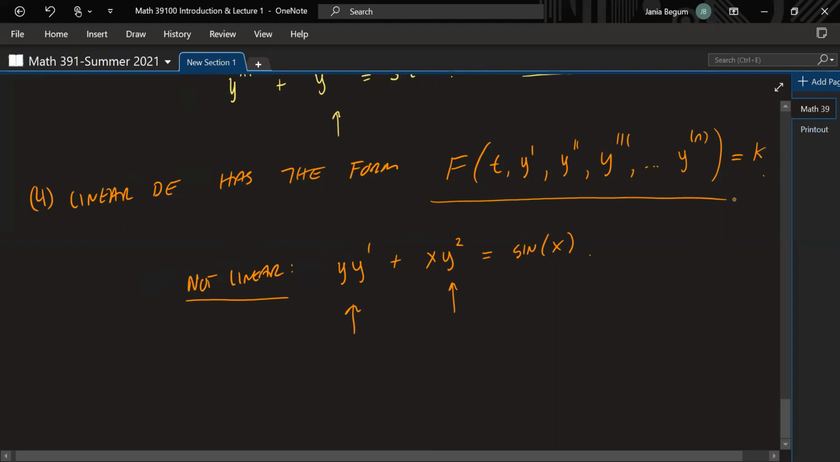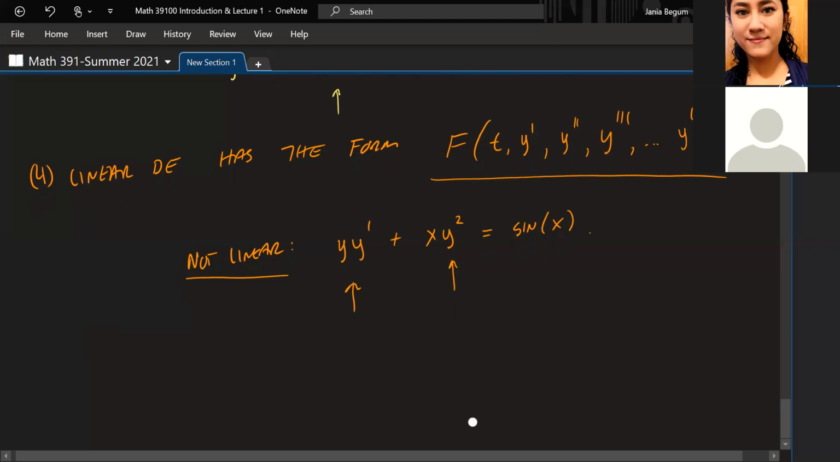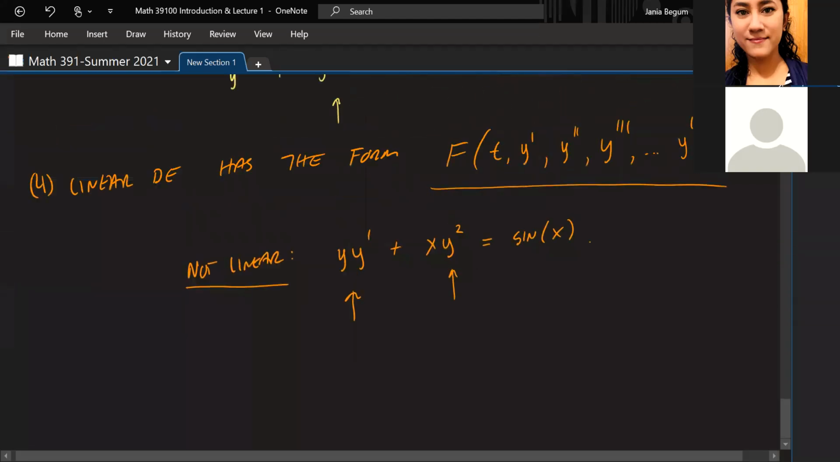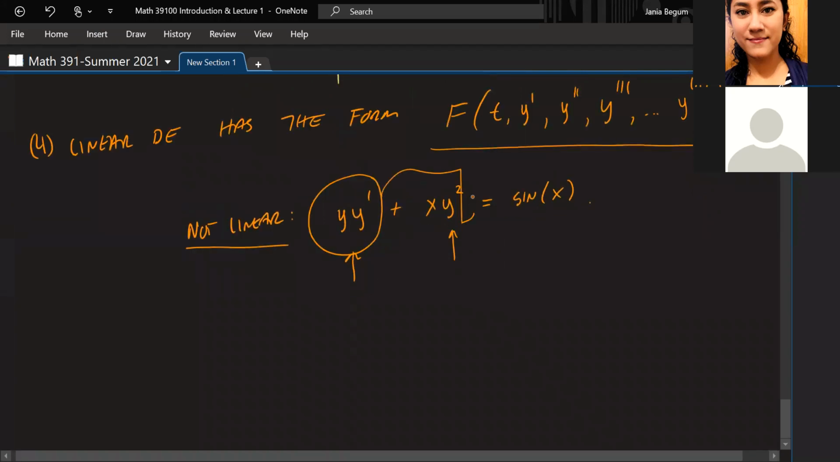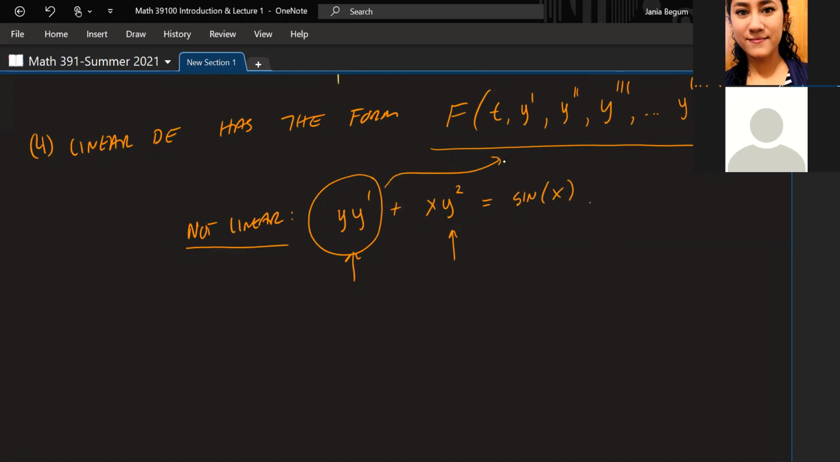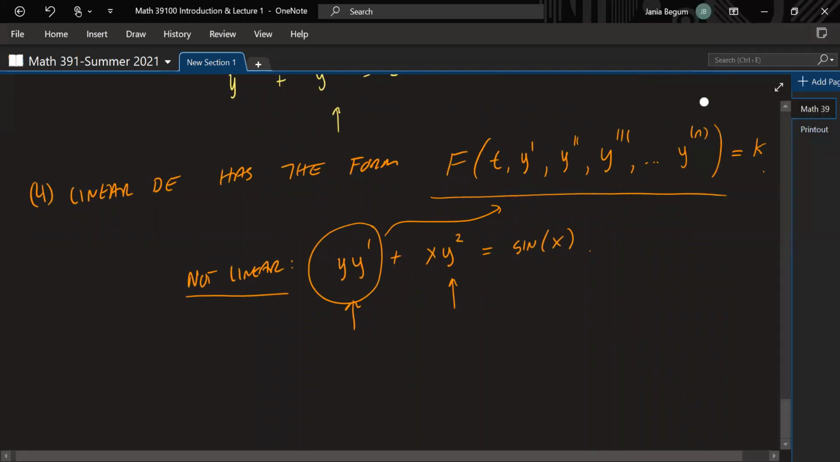Maybe, not really. Professor? Yeah. Why does this not match the linear form? Well, this one doesn't match the linear form because you have this guy right here, which doesn't appear in our form right here. You see that? You have y times y prime, which we don't have in the form. So that's why it's nonlinear.